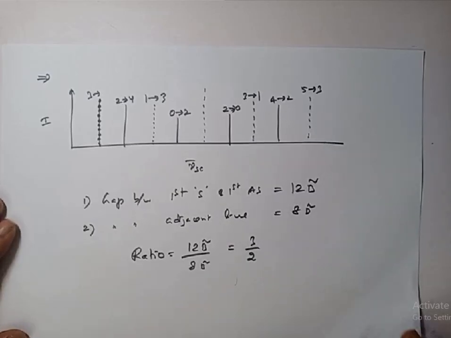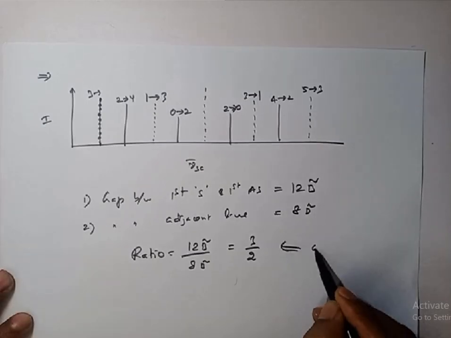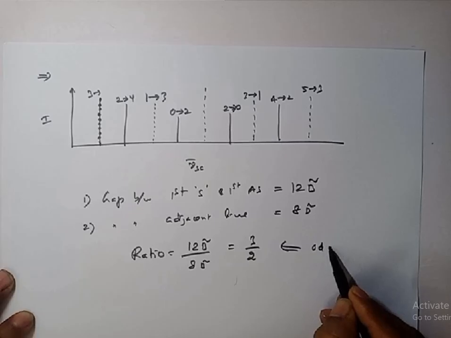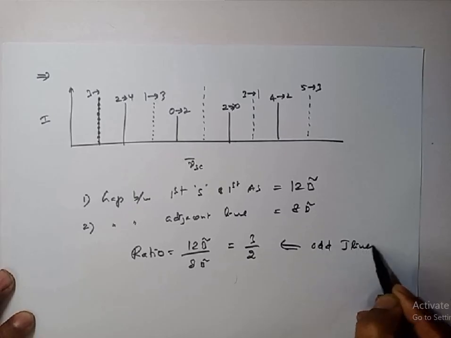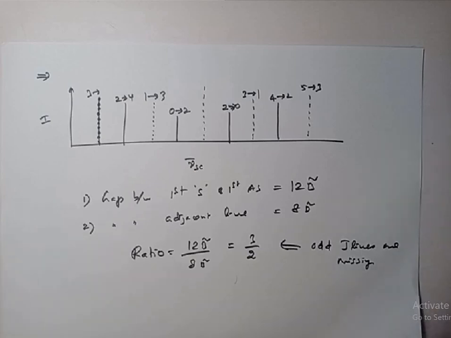If the value is 3 by 2, what does it indicate? Odd J lines are missing. That's all. This indicates that odd J lines are missing. Okay. Is this clear to all? Are you able to follow? Yes, sir. Okay, no doubt.